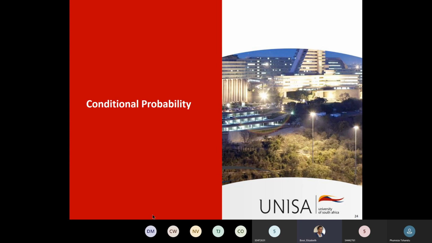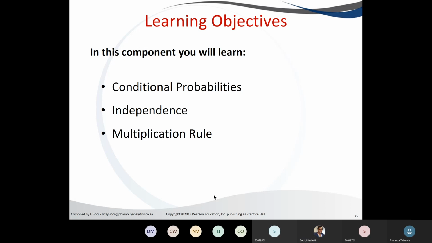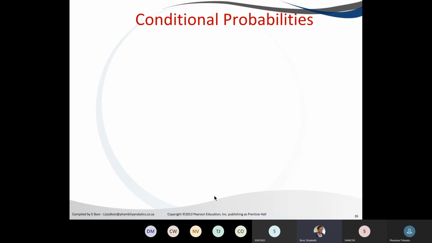So going forward, looking at the conditional probabilities, we're going to look at 3 areas. We're going to look at the basic concepts around conditional probability. Then we're going to look at what happens to those conditional probabilities when the events are independent. And the last one, we will look at the multiplication rule, because they are all linked to one another.